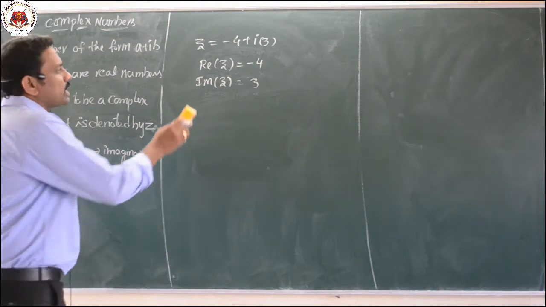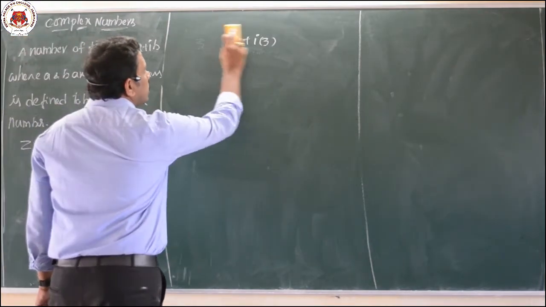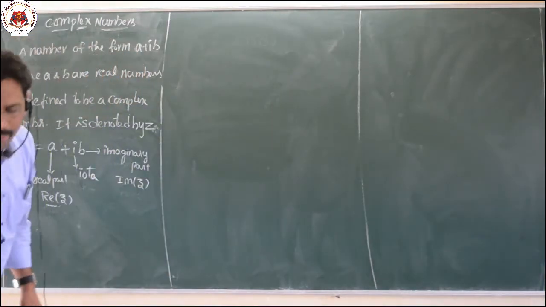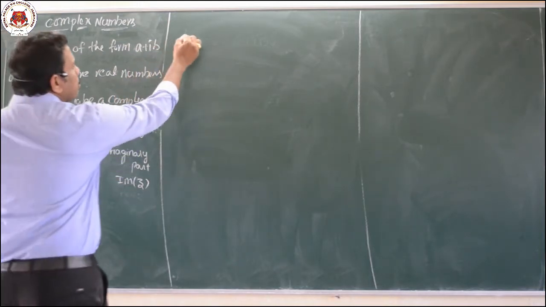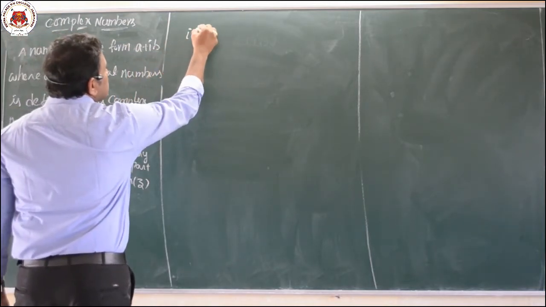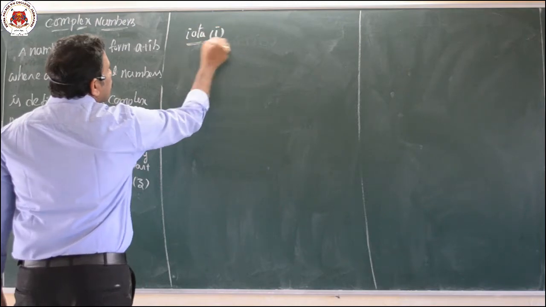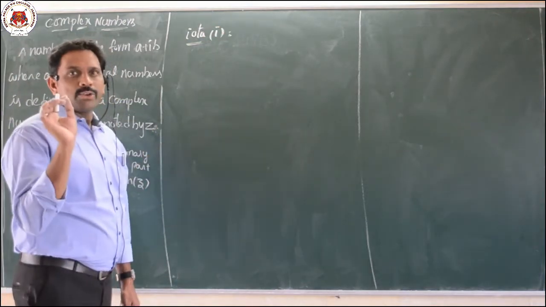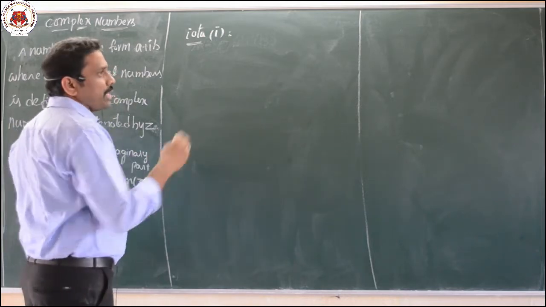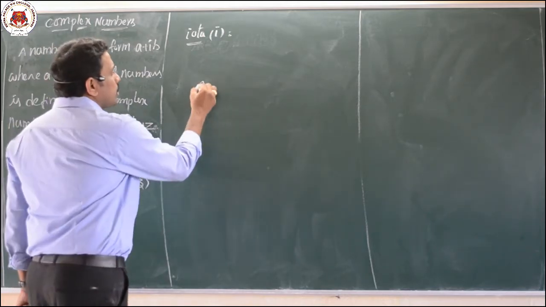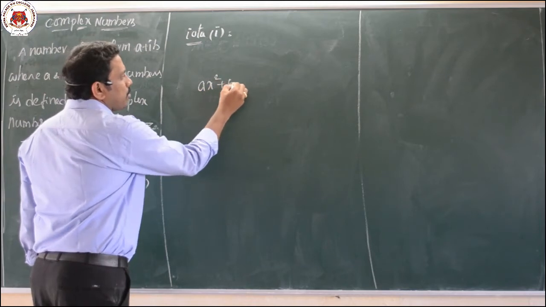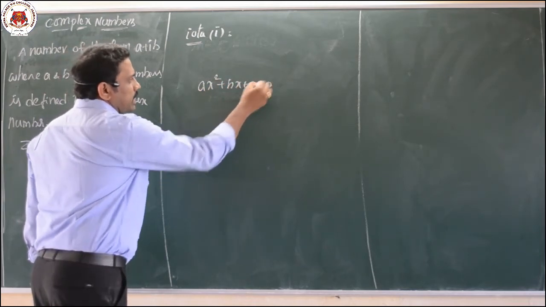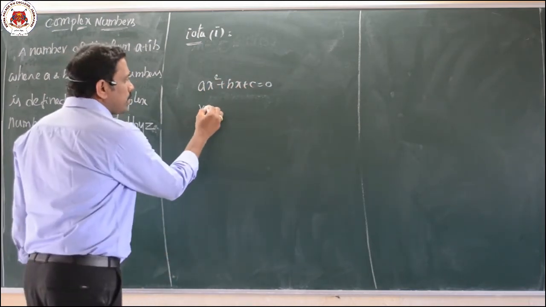Now, sir, what is the use of i, iota? First we will discuss iota. Iota is a Greek letter. So what is the use of iota? Students, in our 10th standard you have studied quadratic equations. For a quadratic equation in the form ax square plus bx plus c equal to 0, we find out the roots.